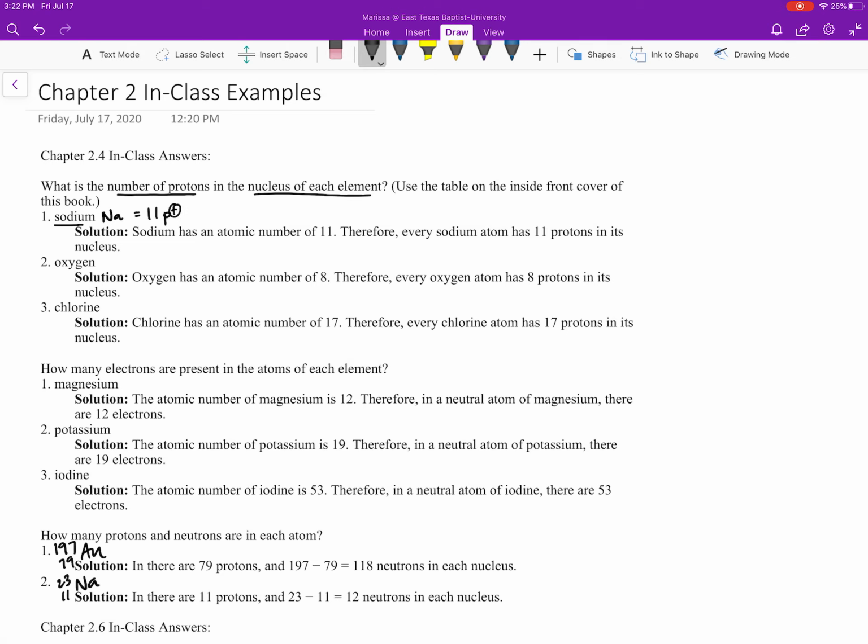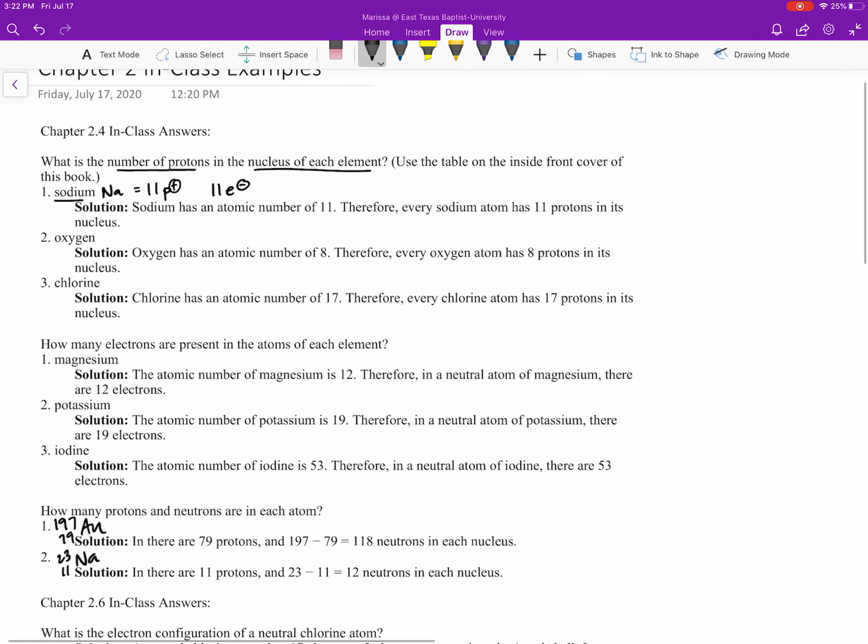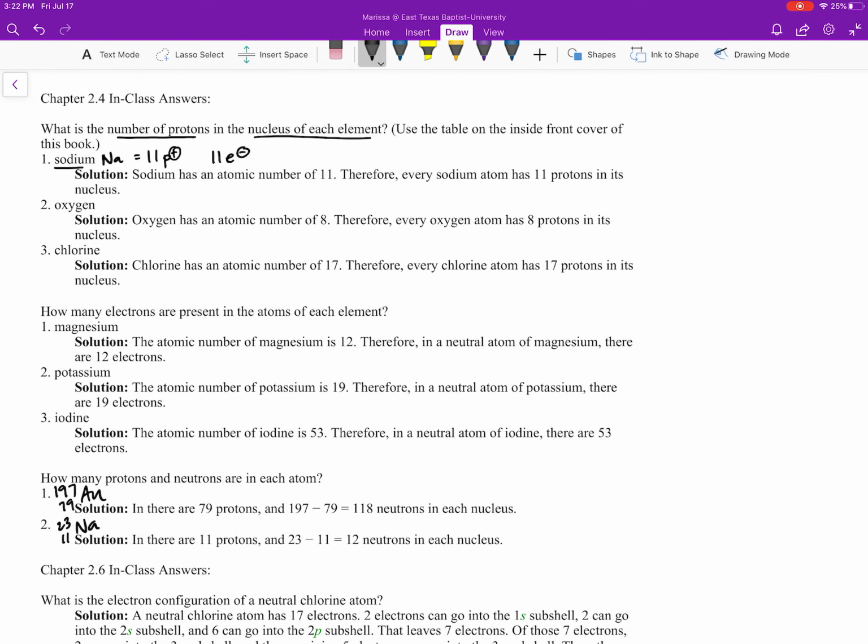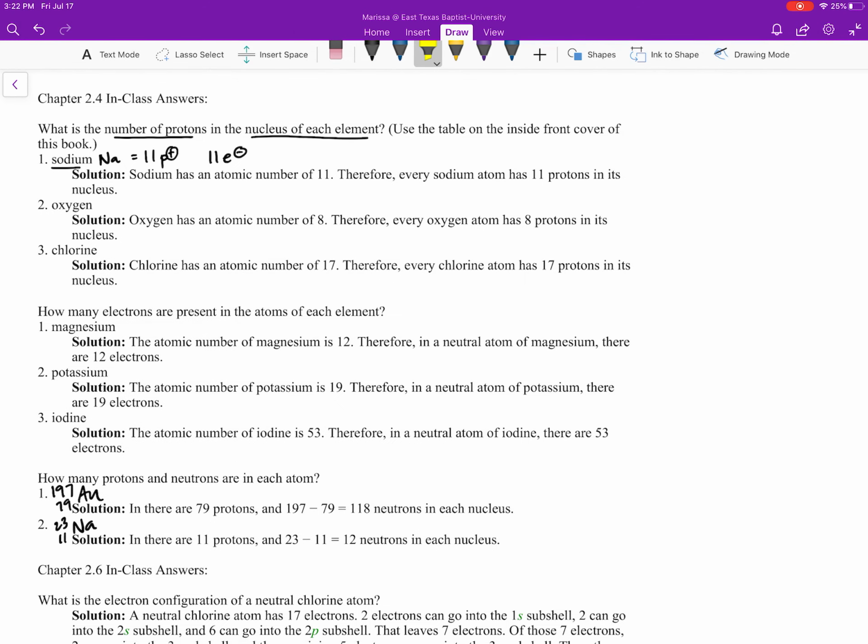Now, in a neutral sodium, this would also mean that it has 11 electrons. But that's not what the question asks. But it is important to just remember that these two are equal to each other when we have a neutral element, and all of the elements on the periodic table are written in their neutral form.